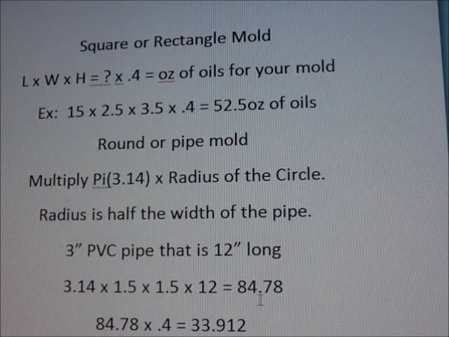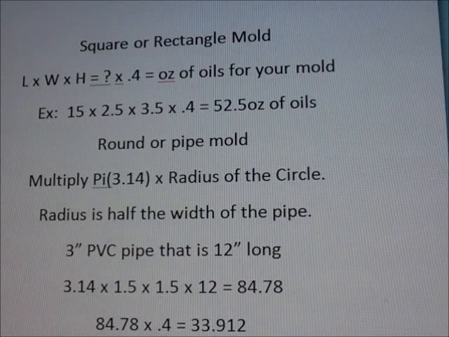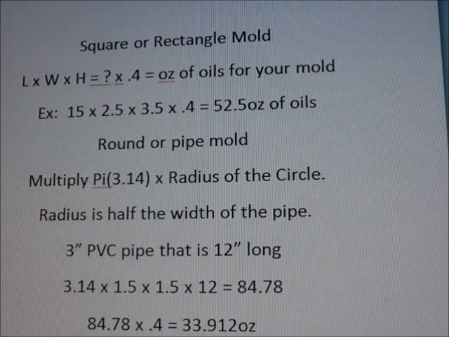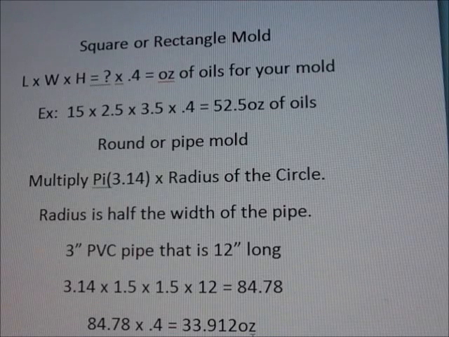That'll give you 84.78 as your total. Then you take this number and multiply it by 0.4, and it's going to give you the total ounces. So for a 3-inch PVC pipe that is 12 inches long, you're going to need 33.912 ounces of oils. I just round that up to 34 ounces of oil. It's pretty much as simple as that.